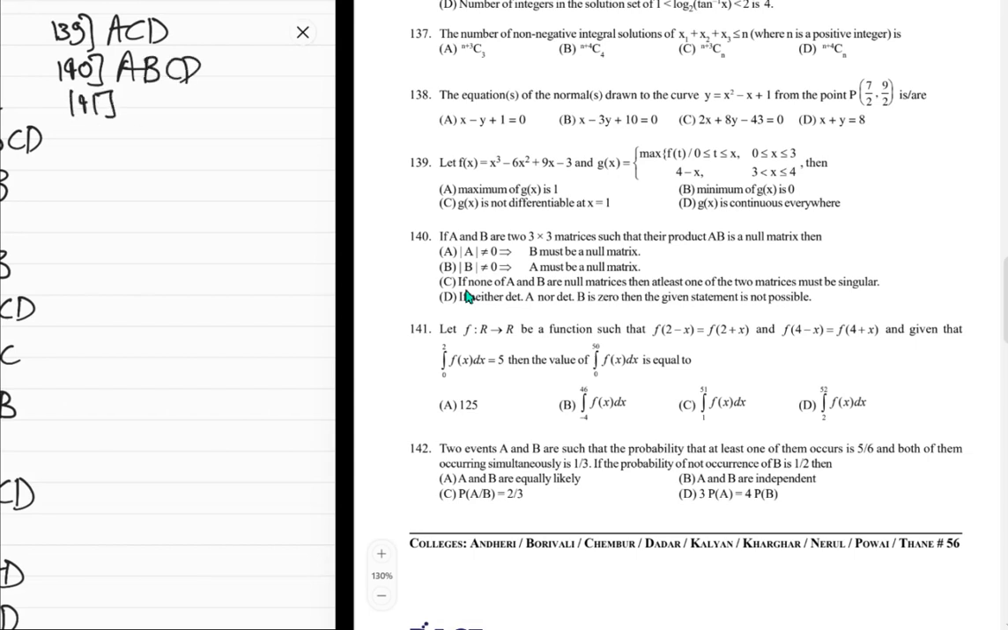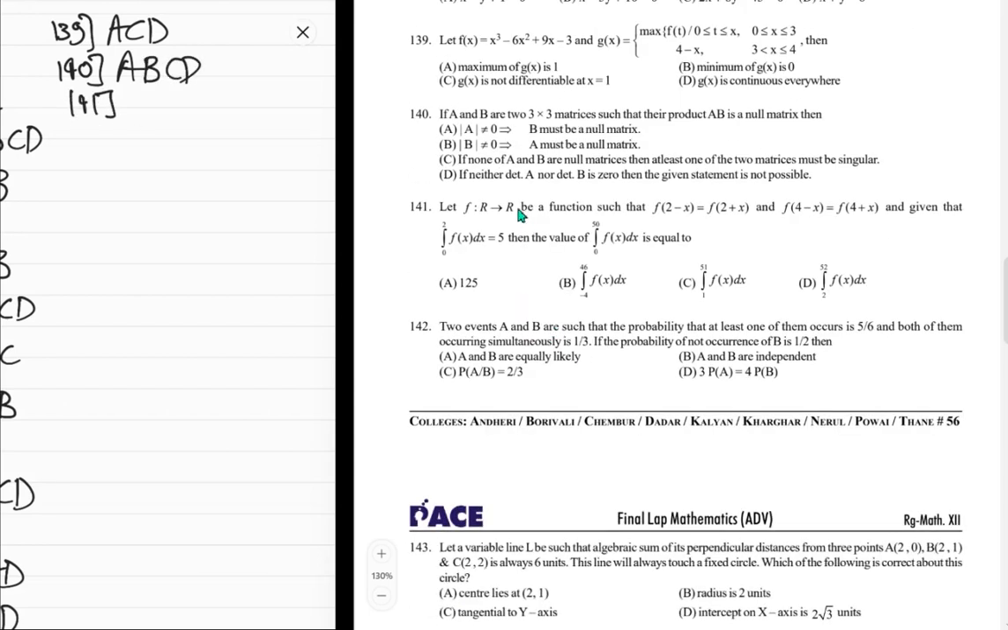क्या बोल रहे हो? रियल टू रियल एक फंक्शन दिया है. अच्छा, फंक्शन इक्वेशंस. Okay, f of 2 minus x equal to, oh wait, symmetric है about 2, huh? And also about 4 actually. Okay.